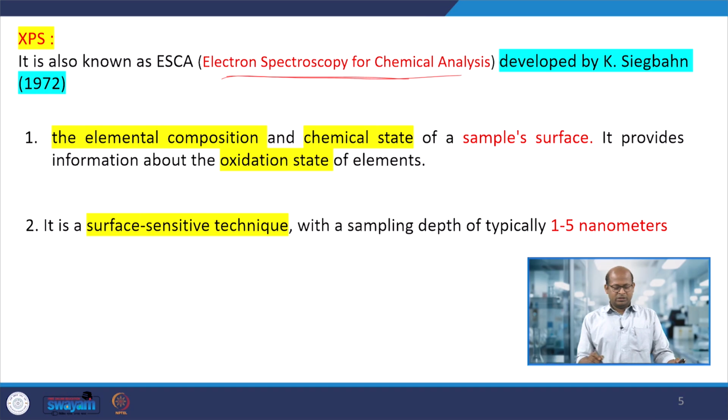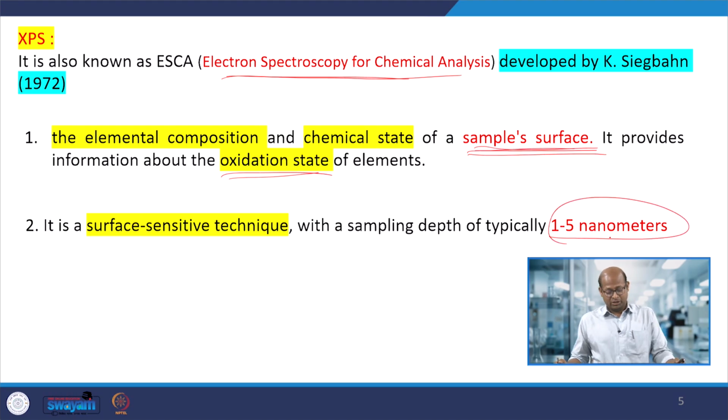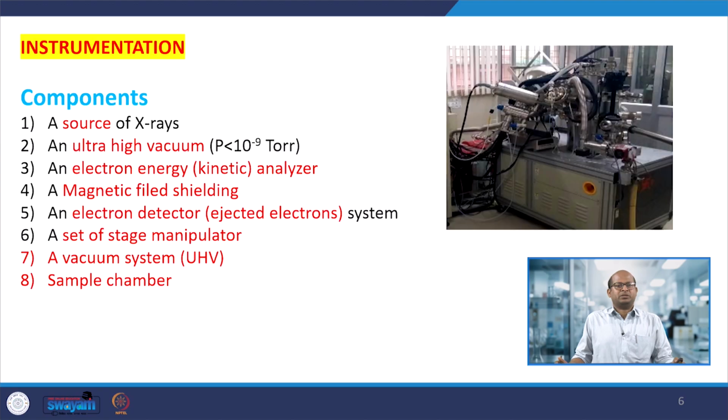So, the chemical state of the sample surface, the particular elements present, and the oxidation state of those elements we can get with this characterization. So, this is a sample surface property. Up to 1 to 5 nanometers depth we can get the sample property. So, it is a very surface sensitive technique.